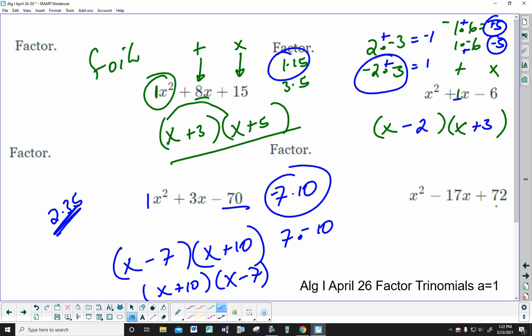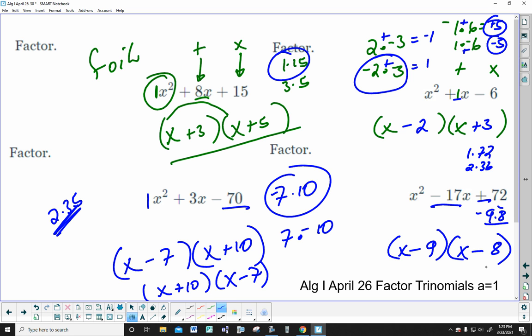Okay, multiplies to 72. Again, not 1 and 72, not 2 and 36. Again, don't go with the big ones. Go ones similar in size. What is it? 9 times 8 is 72? Try that first. So x and x. Now, they're multiplying to positive. So they're either both positive or both negative. And they're adding to negative 17. So it turns out they're both negative.